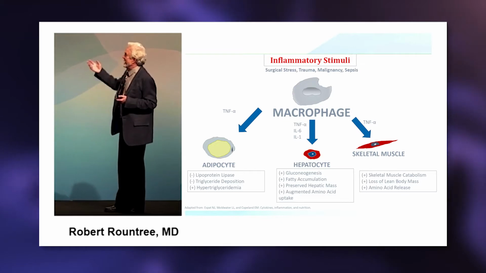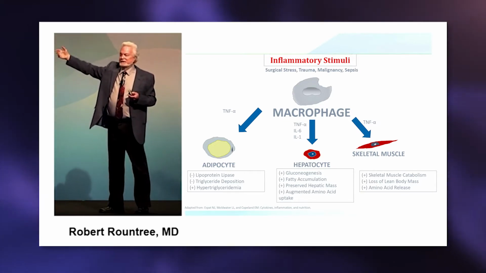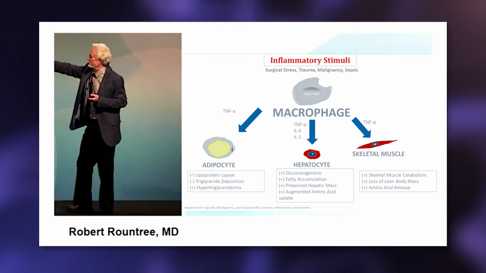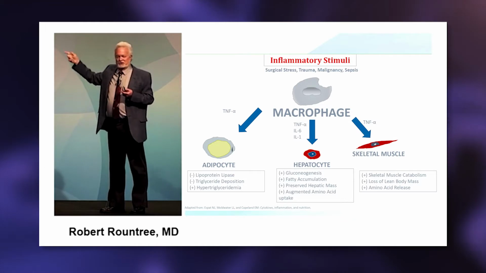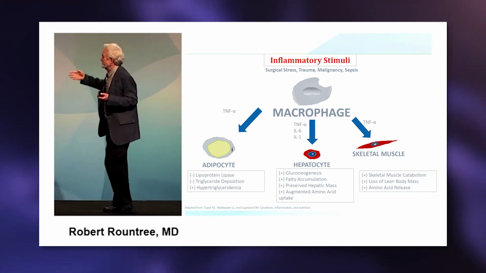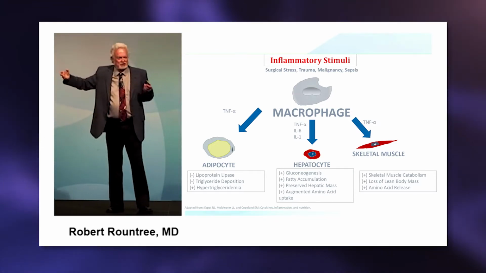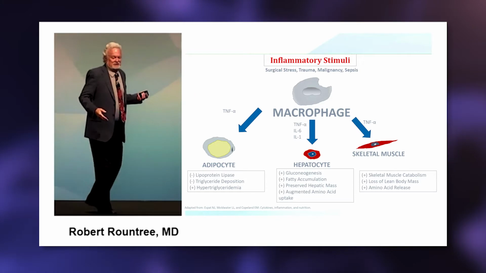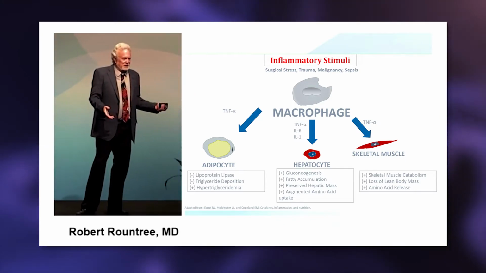So here is a macrophage acted upon by inflammatory stimuli, and depending on the tissue that's receiving the cytokines, you're going to get slightly different responses. If macrophages are activated releasing TNF-alpha, then you get skeletal muscle catabolism. You get sarcopenia. But TNF-alpha actually makes adipocytes get big.